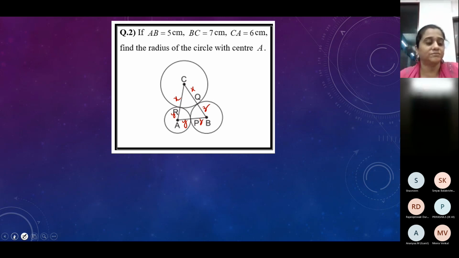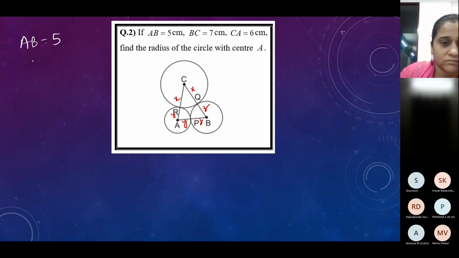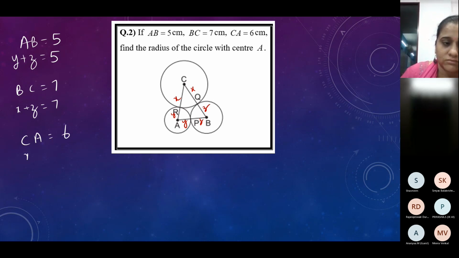Very good. Next. They are given AB equal to 5 centimeter. So AB means Y plus Z is equal to 5 centimeter. Very good. Then BC is equal to 7 centimeter. So BC is BQ plus CQ, Z plus X is equal to 7 centimeter. Then CA is equal to 6 centimeter. So X plus Y is equal to 6 centimeter.